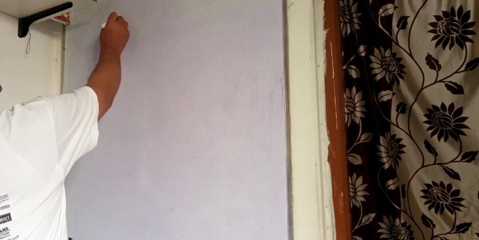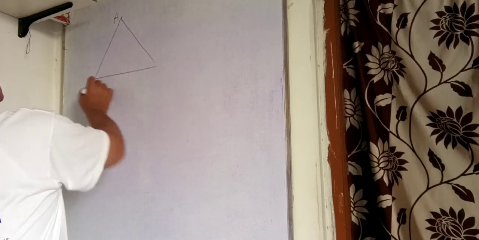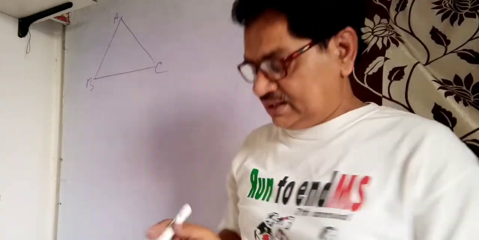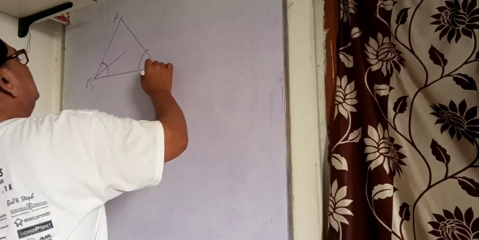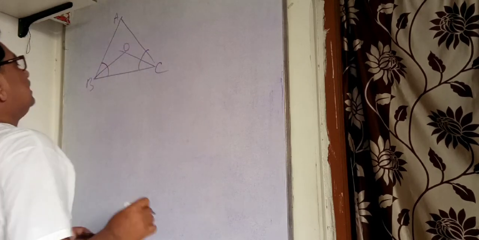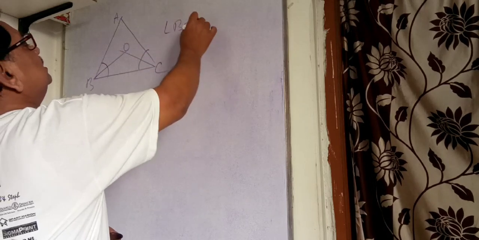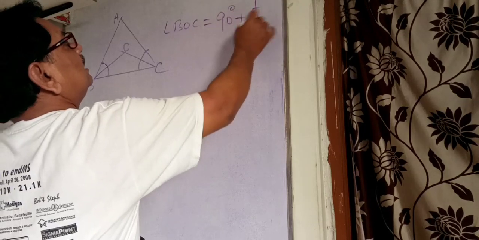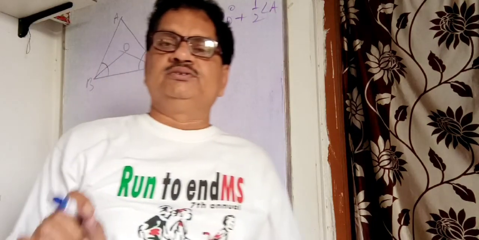You can see here that if ABC is the triangle, base angles are B and C, and we are drawing bisectors of angles B and C, they meet at O, then certainly angle BOC will be equal to 90 degrees plus half angle A. And this is a very important observation.